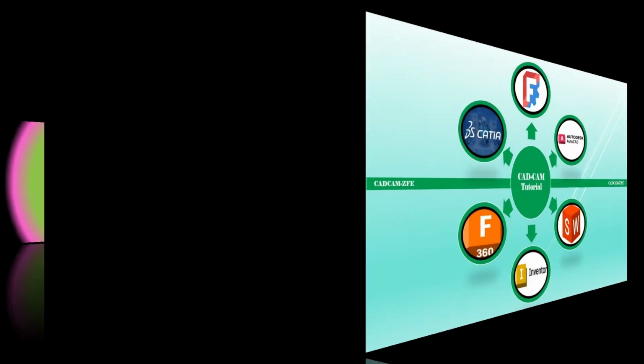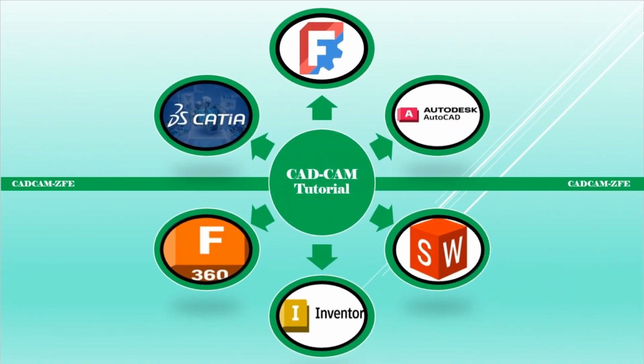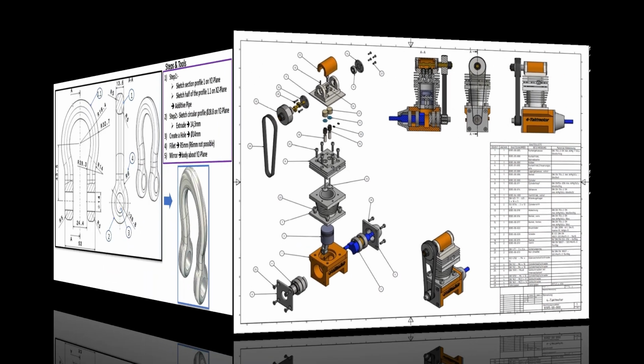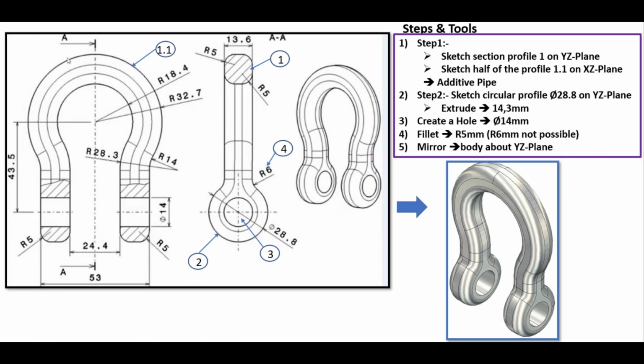In this tutorial, you learn, in addition to the FreeCAD sketching, also about the application of FreeCAD Revolution tool like Additive Pipe, Extrude, Hole, Mirror, and Fillet. This is the exercise for today. Here you find the steps and the tools that I used to convert this 2D drawing into 3D solid part.